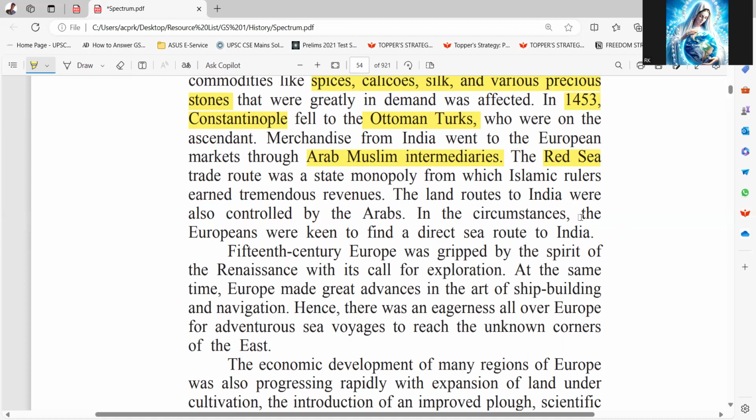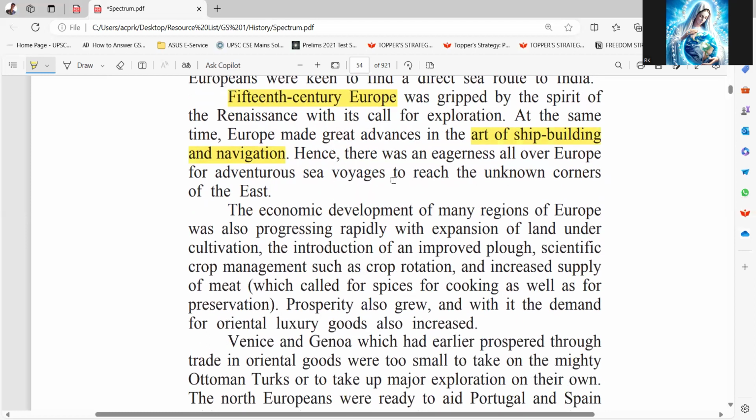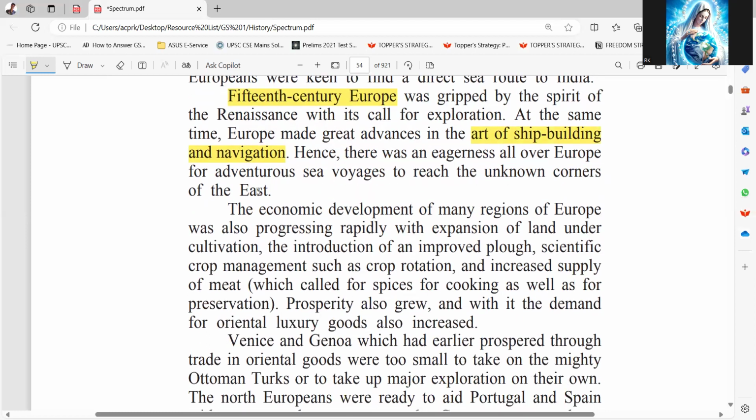In these circumstances, the Europeans were keen to find a direct sea route to India. 15th century Europe was gripped by the spirit of Renaissance with its call for exploration. At the same time, Europe made great advances in the art of shipbuilding and navigation. Hence, there was an eagerness all over Europe for adventurous sea voyages to reach the unknown corners of the East.